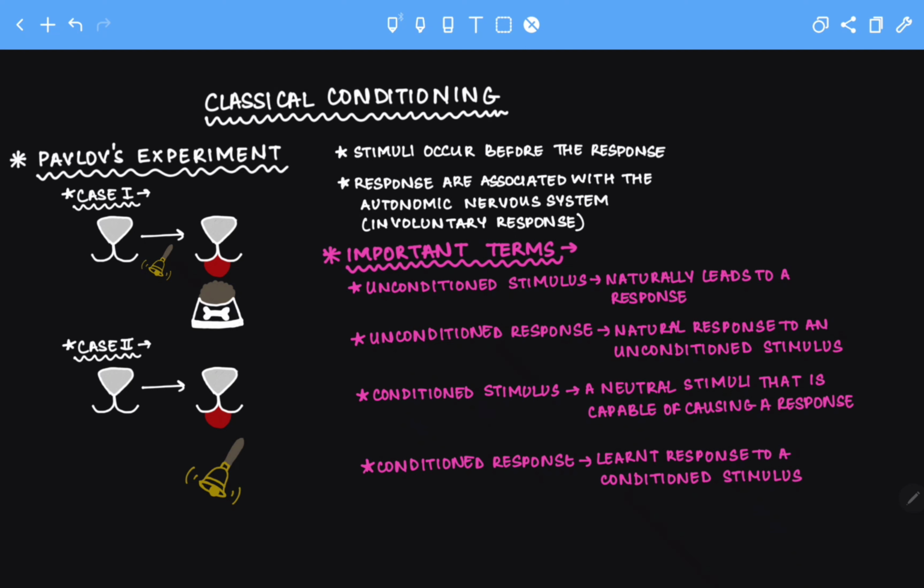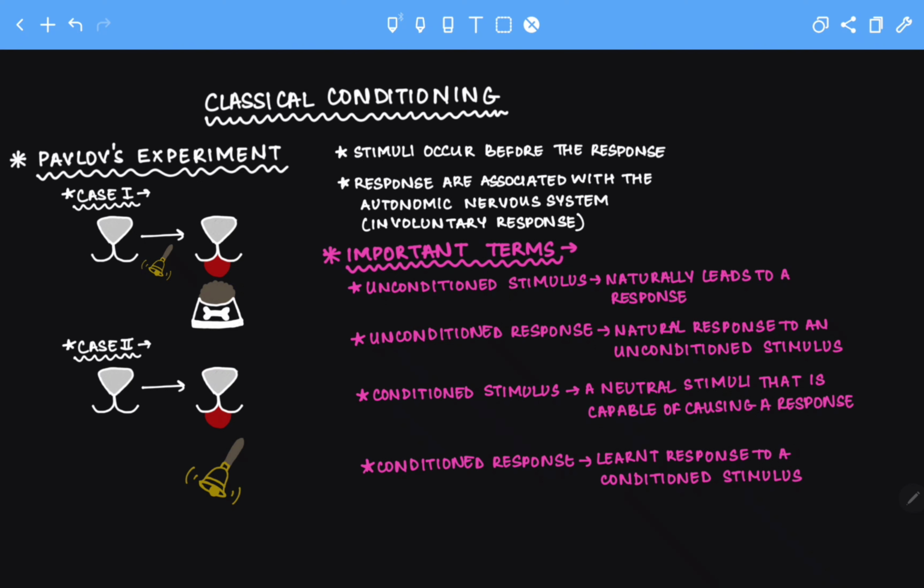Now, over time, he realized that if he would just ring the bell, as you can see in case 2, the dog would salivate without presentation of food. Hence, salivation and ringing of bell had been paired. So, in classical conditioning, the stimuli will occur before the response. The stimuli is the bell ringing and the response is the dog salivating.